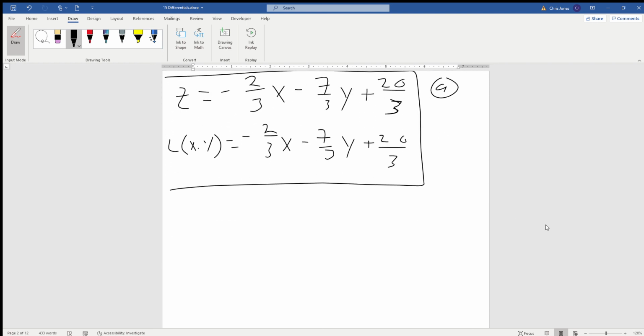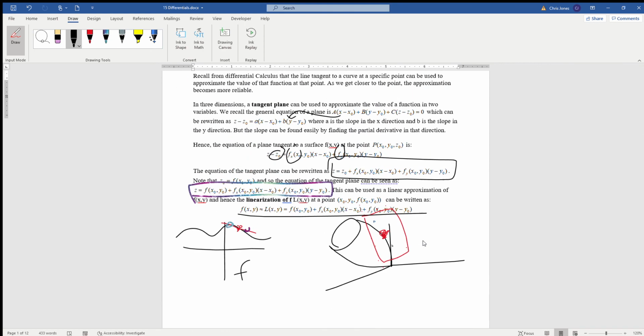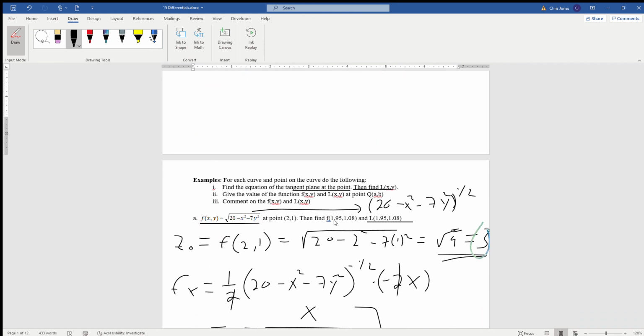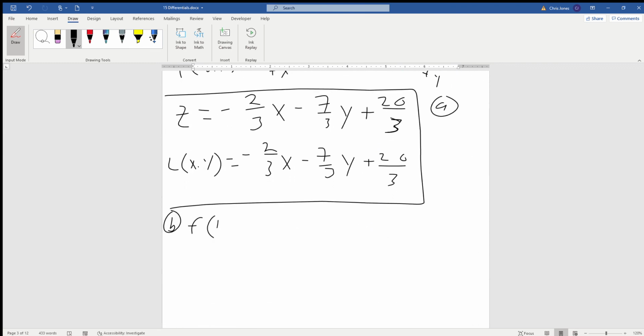So now the next part of the problem, part B, asks us to approximate f at, I think it was 1.95 and 1.08. Let me just verify that. So 1.95, 1.08. And to try to find a difference between those. So f at 1.95 and 1.08. Remember, the original function was the square root of 20 minus x squared, which is going to be 1.95 squared, minus 7y squared.